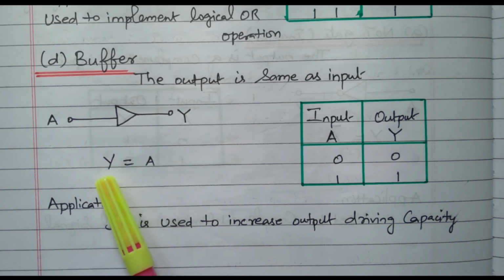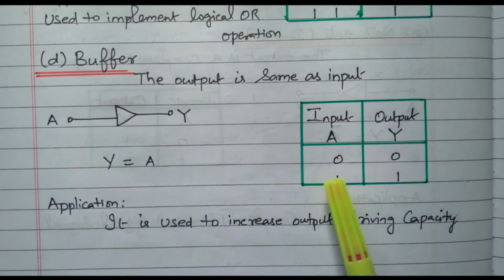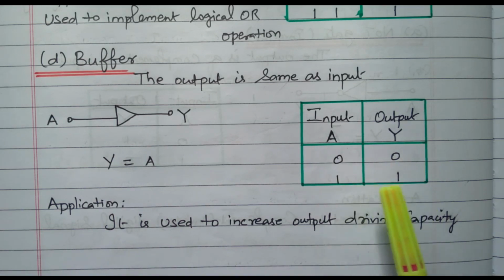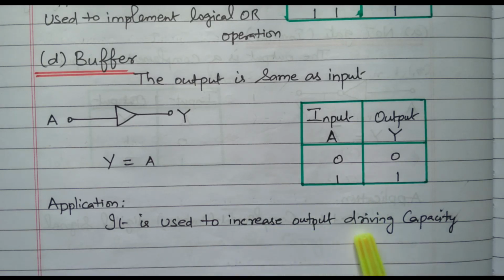Y equal to A, input and output are equal. So input A, output Y. Input 0 means output also 0. Input 1 means output also 1. The same output, only the strength will increase. So it is used to increase the driving capacity of the circuit, right?